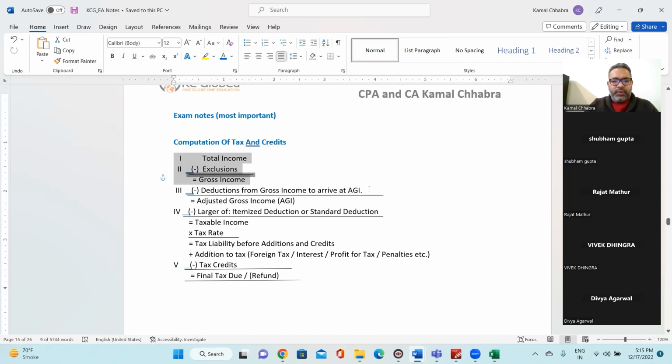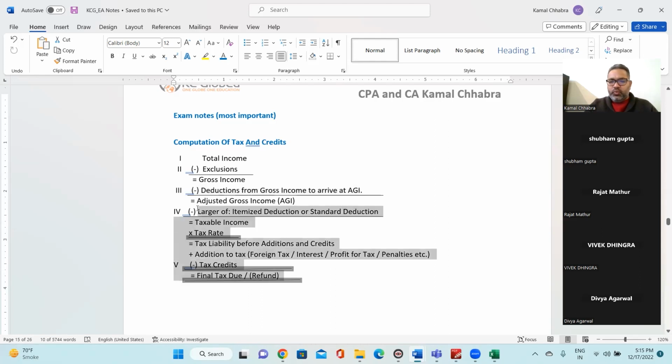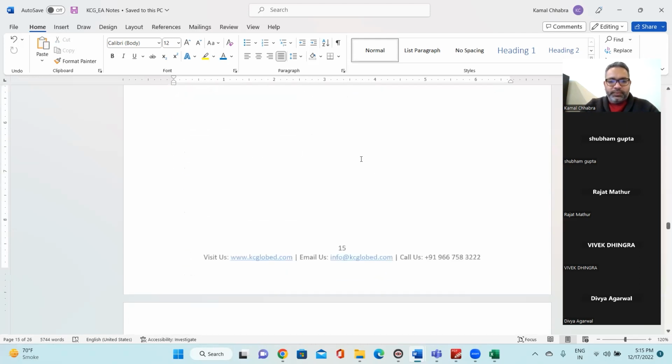Now in today's class, we'll be discussing this point, which is deduction from the gross income to arrive at the adjusted gross income. Today we'll be covering this, and tomorrow we'll be covering the rest of these points. This is the guiding computation page for you, showing how the tax calculation flows.